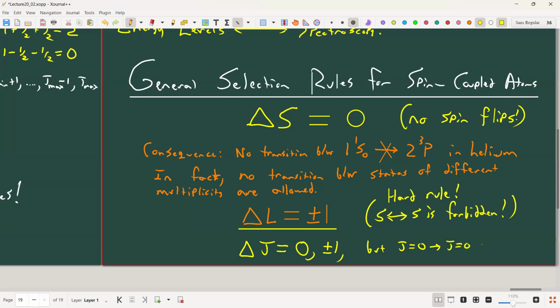All right, these specify all the possible transitions between states of atoms. L has to change. J can either stay the same or change by 1, and spin cannot change. All right, everything else is totally free.